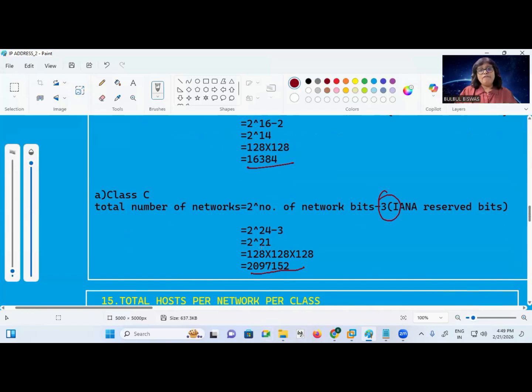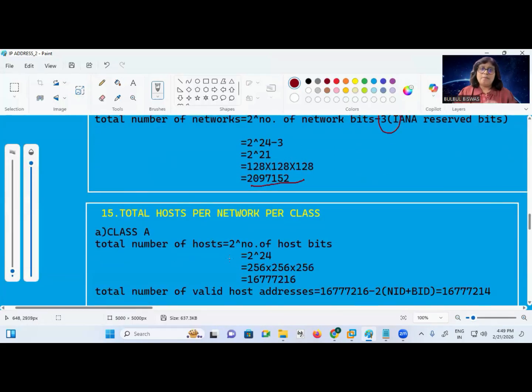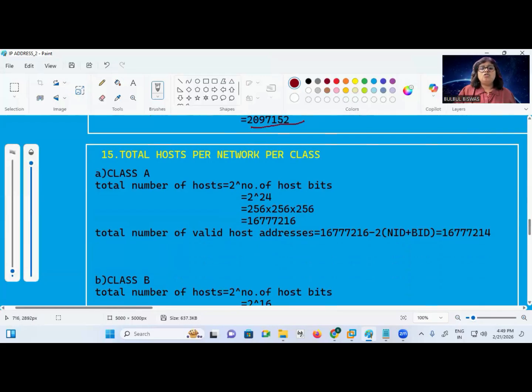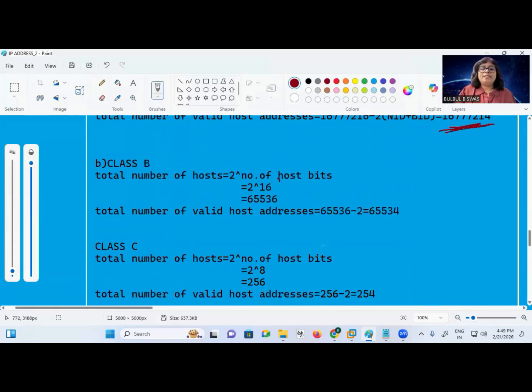Now we'll see in every network how many hosts are possible. That means total hosts per network per class. Clear? In class A, the total host bits are 24. So you can get this many total hosts. But if you say the valid, because I have to minus NID and BID, then you will get this number of hosts. In case of class B, host bits are 16. So 2 to the power 16 is this much, 65,536. I have to minus NID and BID to get the valid IP addresses. So you will get 65,534 host addresses possible per network of class B.